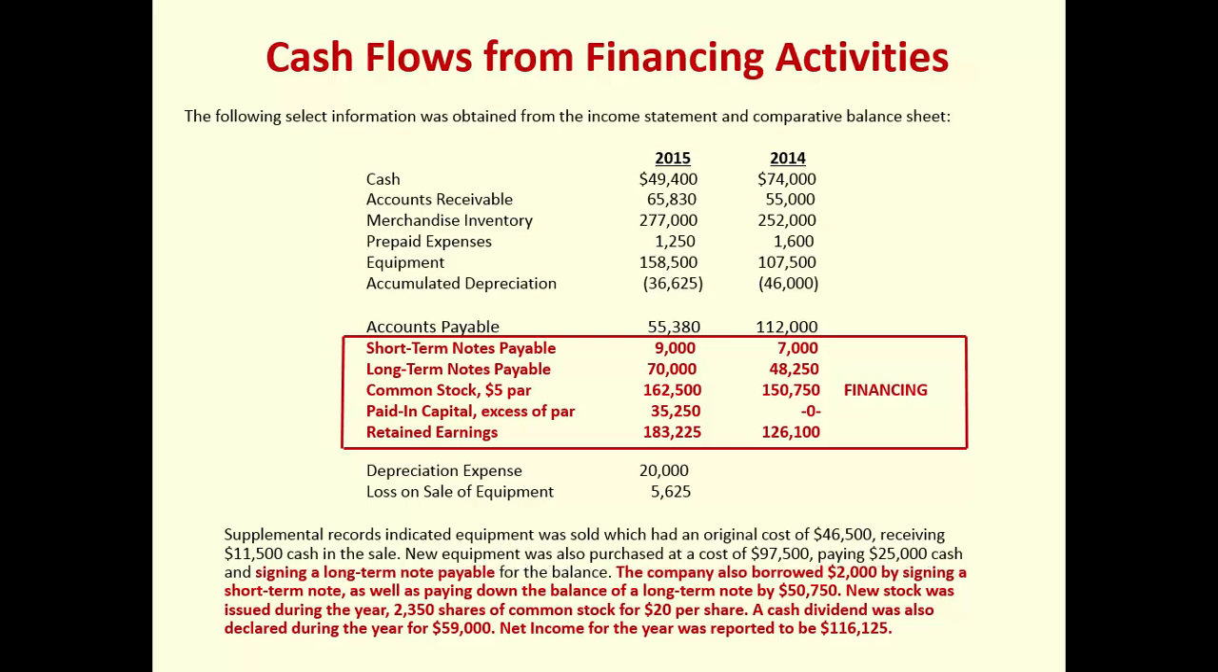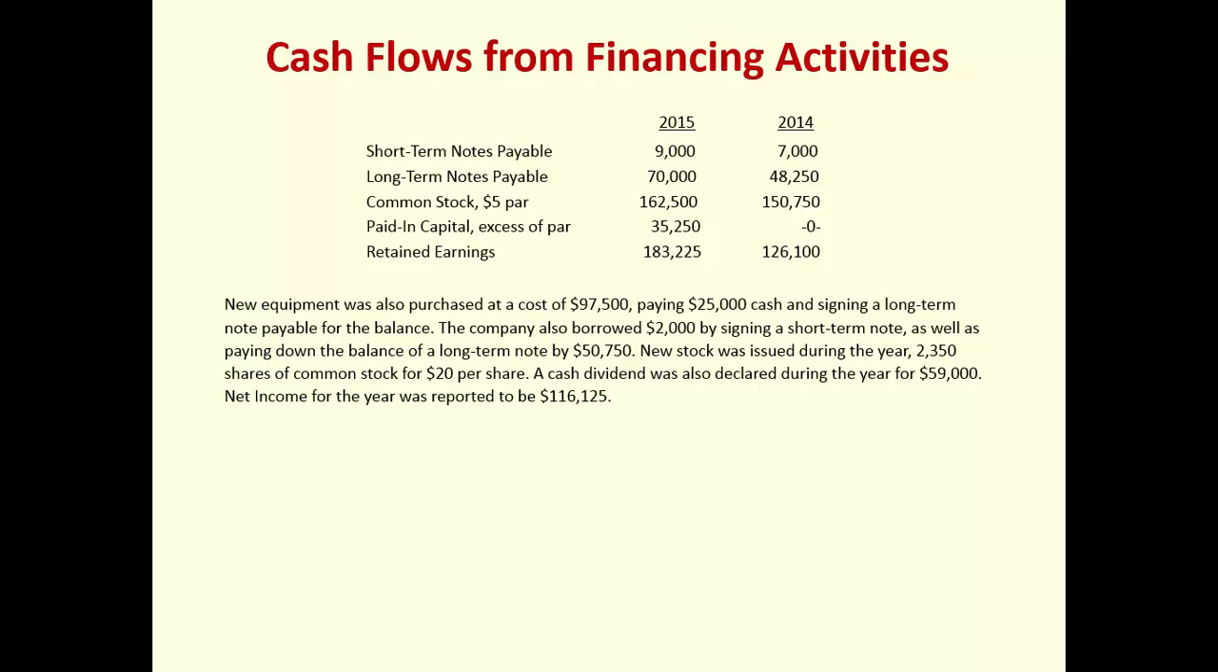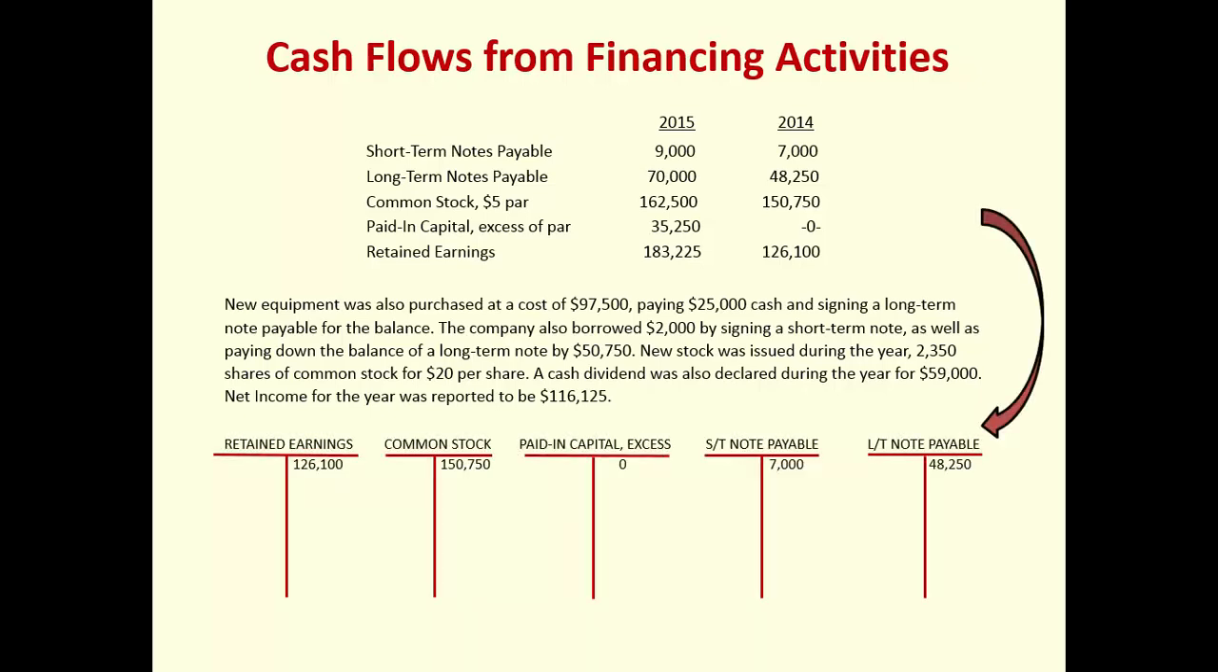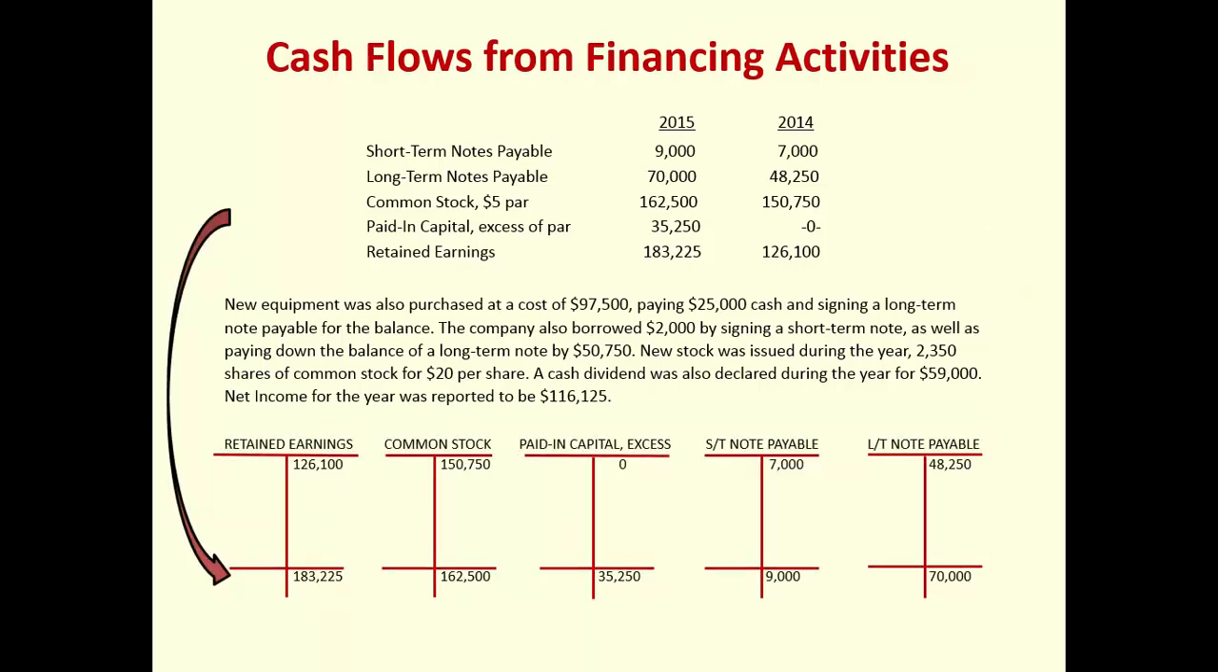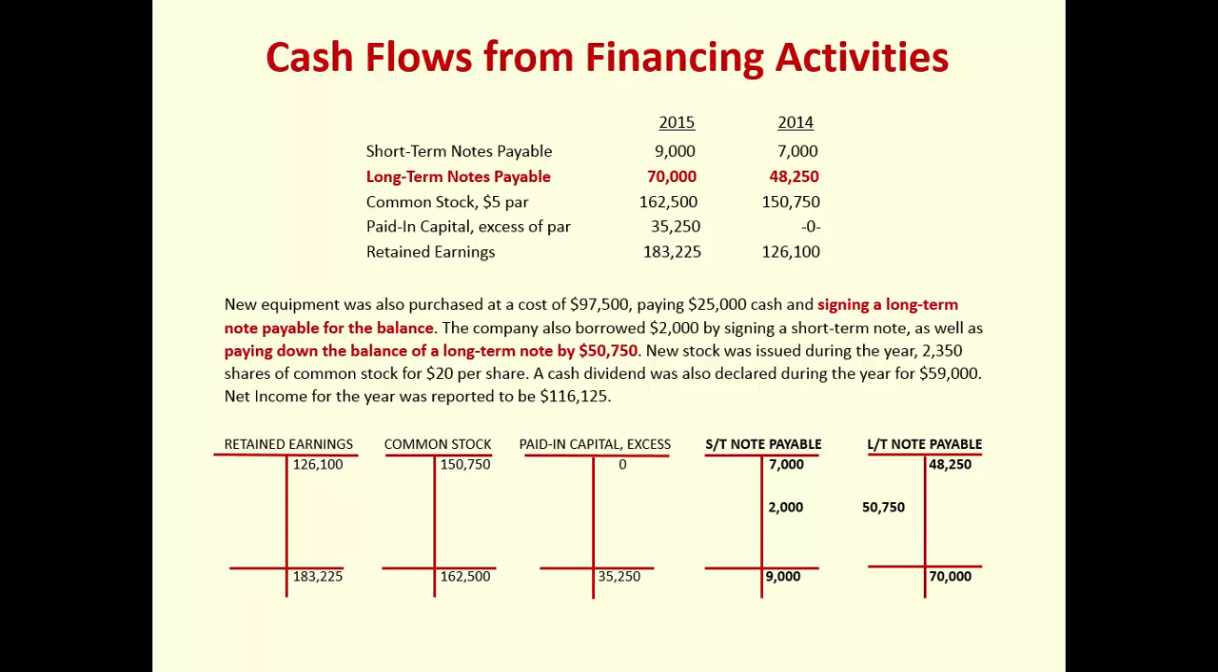Okay, now let's do the same thing. We're going to recreate journal entries. First, plug your numbers, beginning balances, negative, or the ending balances. Let's start with the short-term note. We'll start on the top. Borrowed $2,000, T account's in balance, so you're done with that account. Now let's look at the long-term note. You were told you paid it down. Are you in balance? No, you're not.